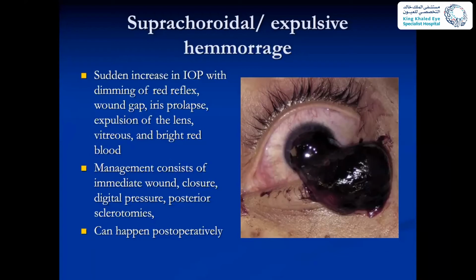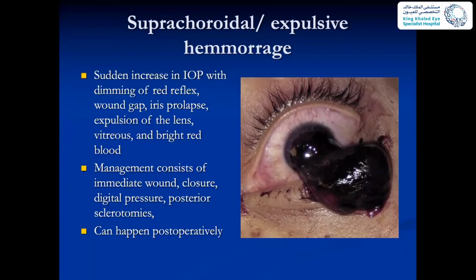So if you identify this early by shallowing of the chamber, dimming of the reflex, and tendency of the intraocular content to go out, we have to close the wound immediately. We want to preserve the intraocular content inside the eye, either by a fast closure of the wound. Sometimes we have to put our finger in the wound so that the intraocular contents don't go out, and close the eye.